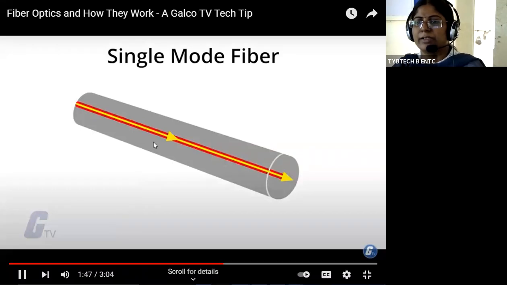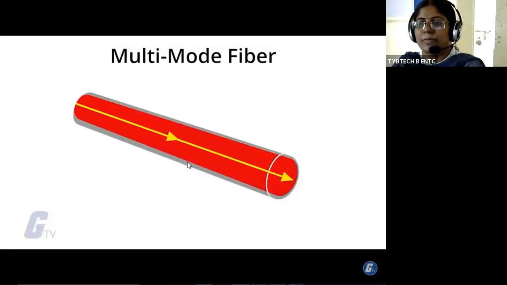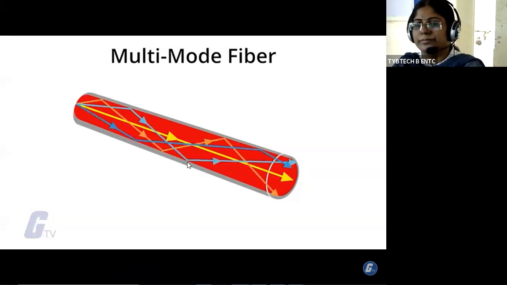Okay, so here the single mode fiber is shown, which we are going to see in this chapter. Single mode fiber and multi-mode fiber. This is multi-mode, so it is transmitting more amount of light. You can see different modes are shown.